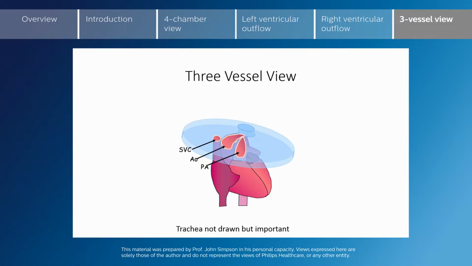I haven't shown the trachea in this diagram, but it's another important reference point, which is seen posterior to the superior vena cava and should be seen to the right of the V indicated by these vessels. The trachea should not appear between these vessels, it should be outside of this V.